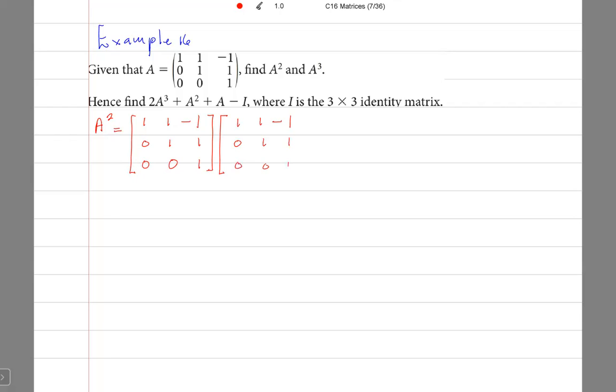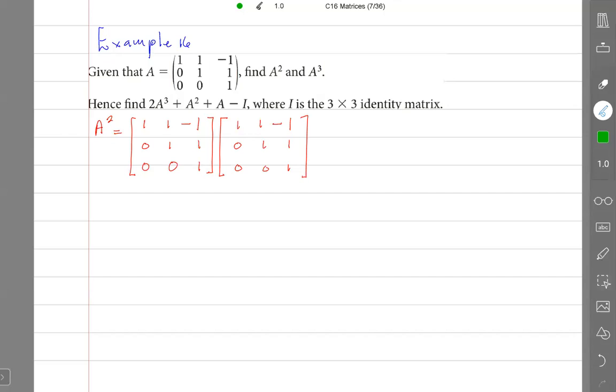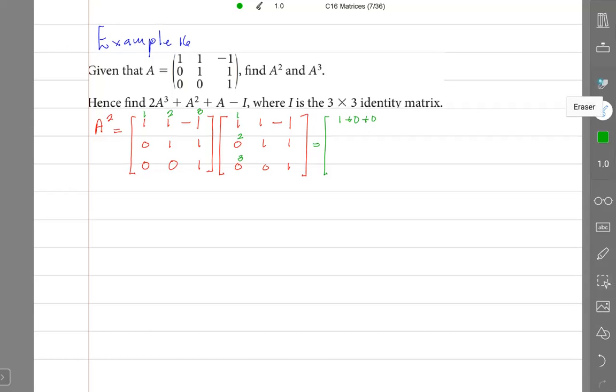So we're going to multiply a row by a column. This is the top row, first, second, and third element, and the left column, first, second, and third element. So 1 by 1, 2 by 2, 3 by 3. So 1 times 1 is 1, 1 times 0 is 0, and minus 1 times 0 is still 0. Top row, left column, middle column.